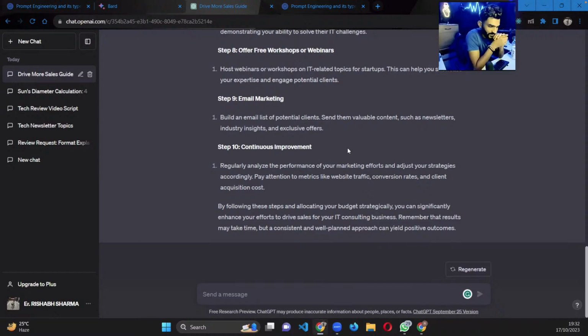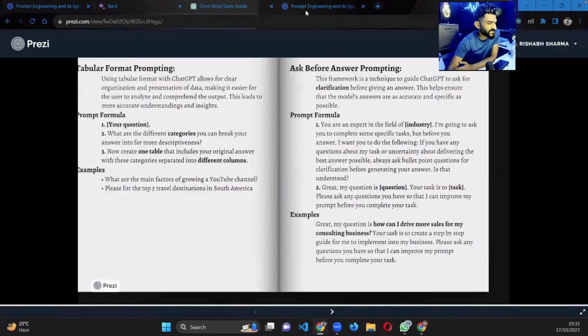Can we access the total notes which you are teaching? Yes, of course, you can access my notes. You will be getting all those notes in your link that Prasad would be sending you. Okay, cool.